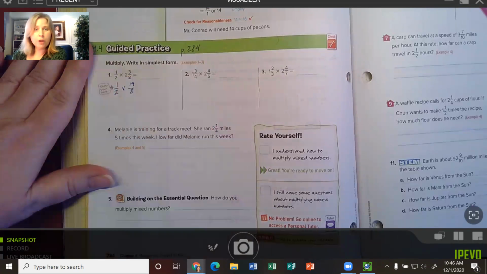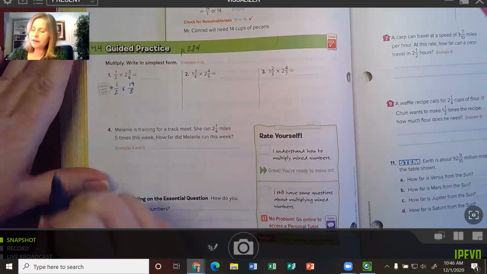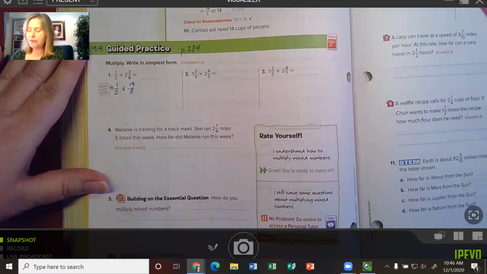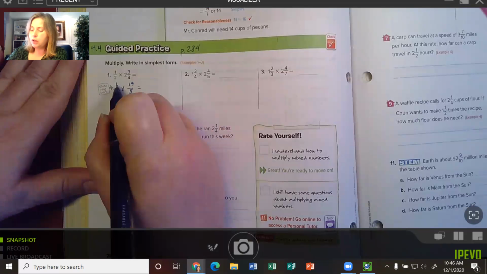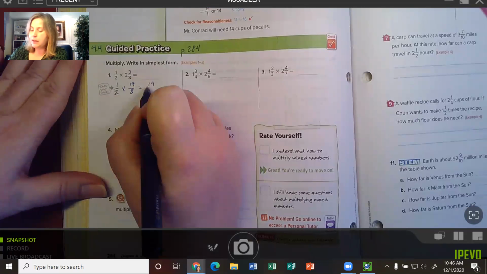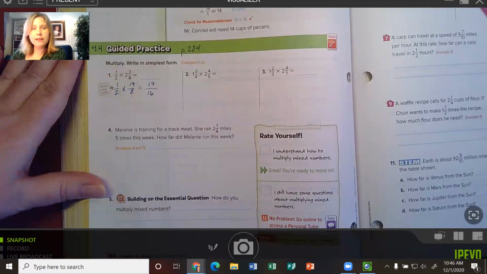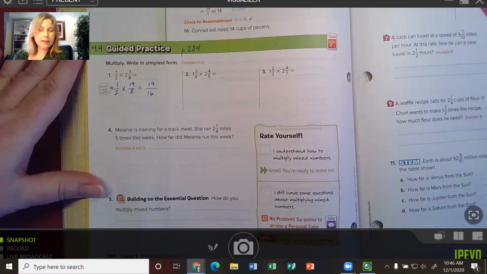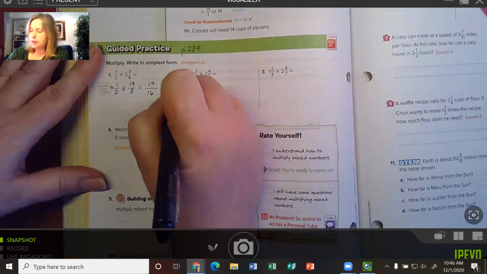And then we want to check and see if we can cross cancel, because that'll make our answer more simplified as we go. 2 is even, 19 is odd. They don't have any common factors, so we cannot cross cancel there. So 1 and 8 also don't have any common factors. So we just multiply numerator times numerator. 1 times 19 is 19, and denominator times denominator. 2 times 8 is 16. So we have 19/16, which means 19 divided by 16. So when we divide that out, we get 1 and 3/16.